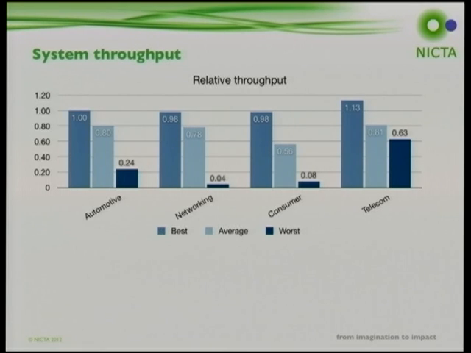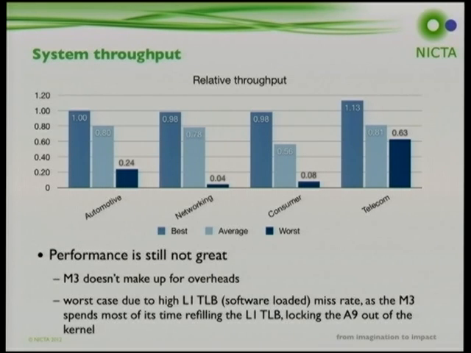Yeah, so as you can see, performance is not great. The M3 doesn't make up for all its overheads. It's about 80, a bit less on average. And the worst case is really bad. This is because we're using a software-loaded TLB on the M3 for the read-only things. So benchmarks with a really high miss rate on that, the M3 spends all its time in the kernel trying to refill these pages.